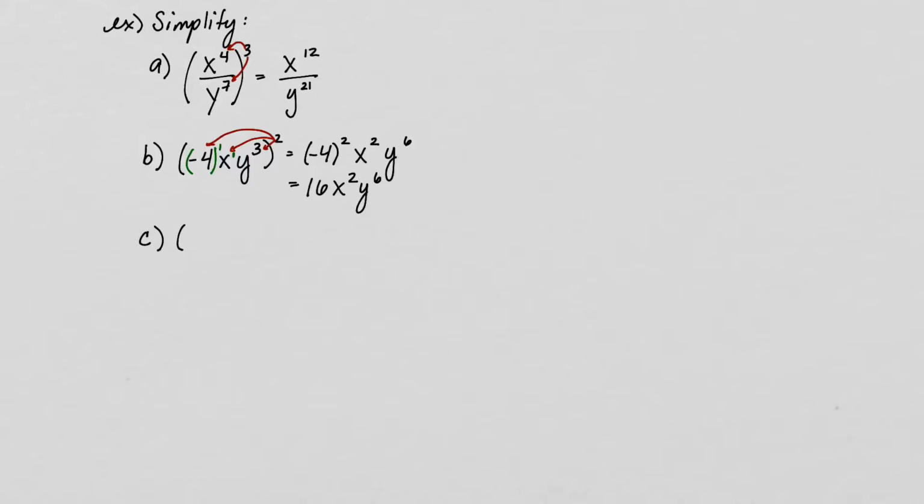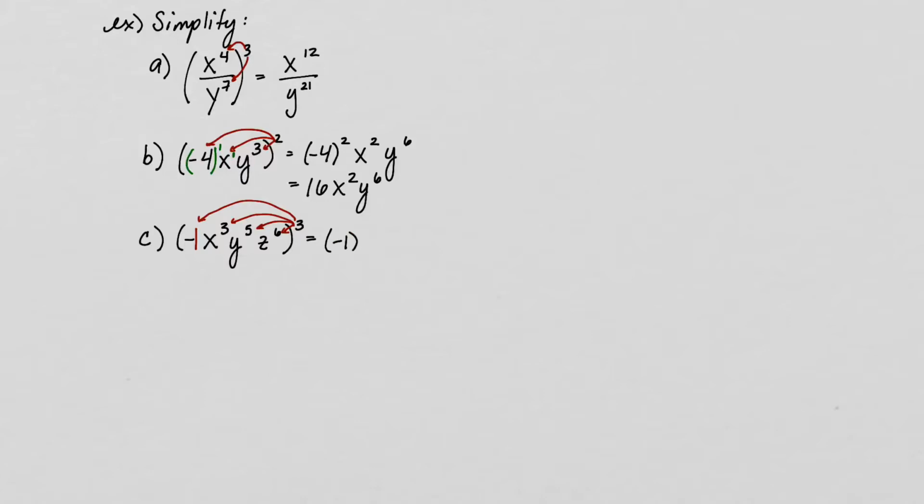We can do a similar thing if I had minus, let's say, x to the 3rd, y to the 5th, z to the 6th, all raised to the 3rd power. Again, you want to think about the fact that this negative right here is really saying it's a negative 1. And so this cube has to go onto the negative 1. It's got to go times that 3, times that 5, and times that 6.